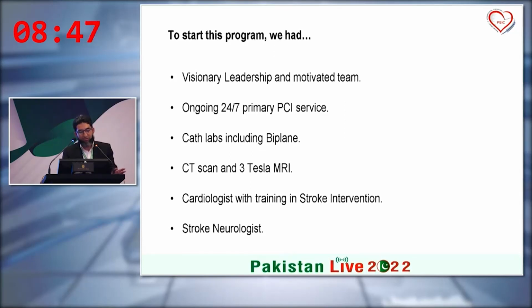So with all these problems in mind, to start this program, we initially had visionary leadership and a motivated team, an ongoing 24/7 primary PCI service, cath labs including biplane, CT scan and 3 Tesla MRI, cardiologists with training in stroke intervention, and a stroke neurologist.